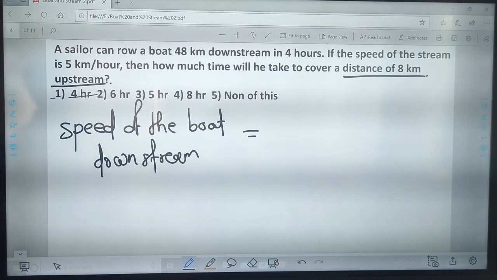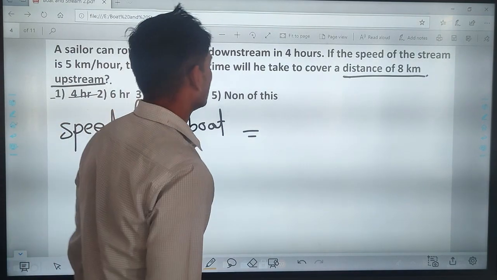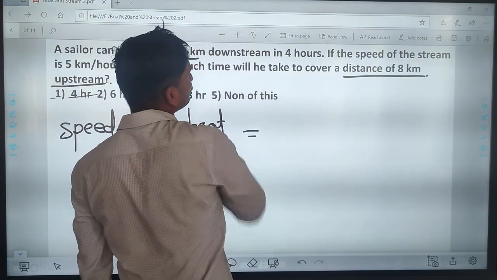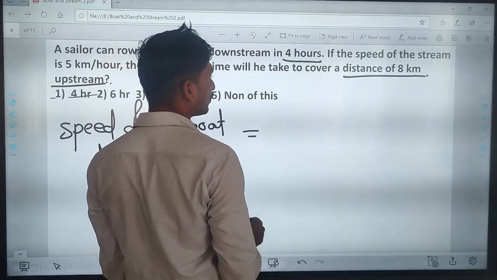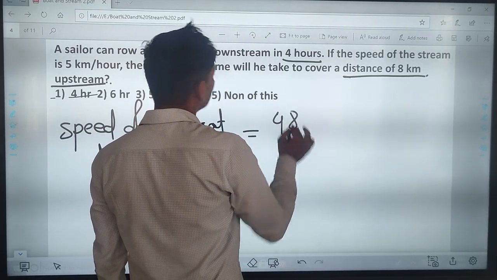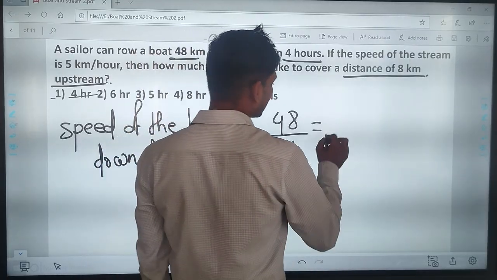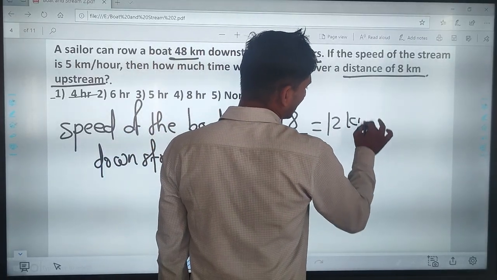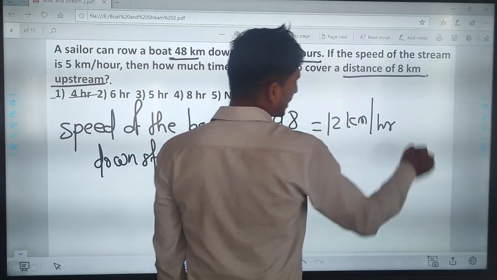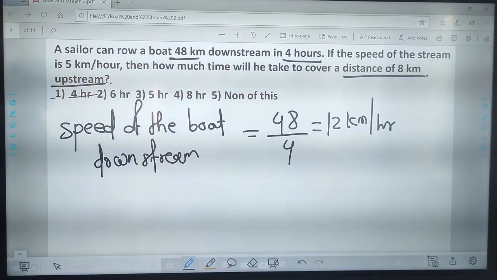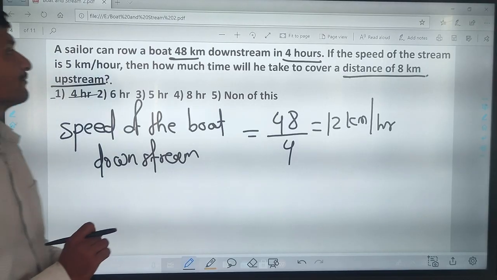Then the boat takes 48 kilometers. Total distance is 48 kilometers, total time is 4 hours. Then speed is equal to distance upon time. That is 12 kilometers per hour. This is the speed of the boat downstream.